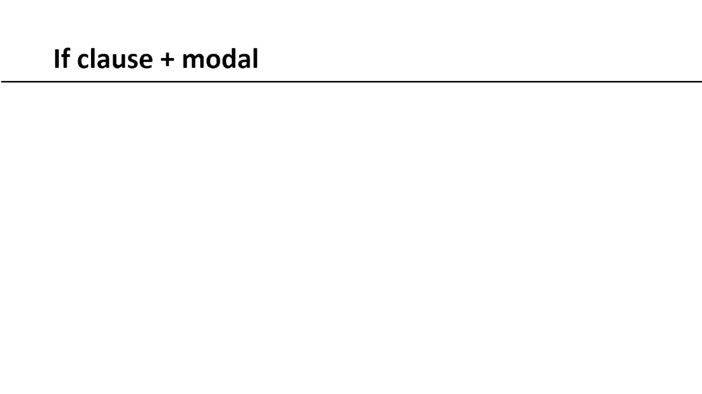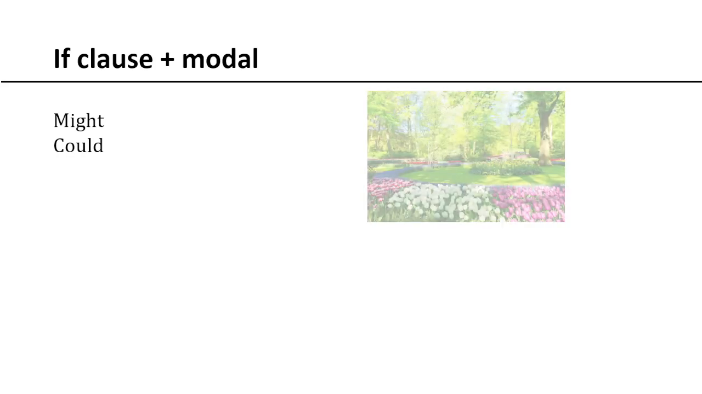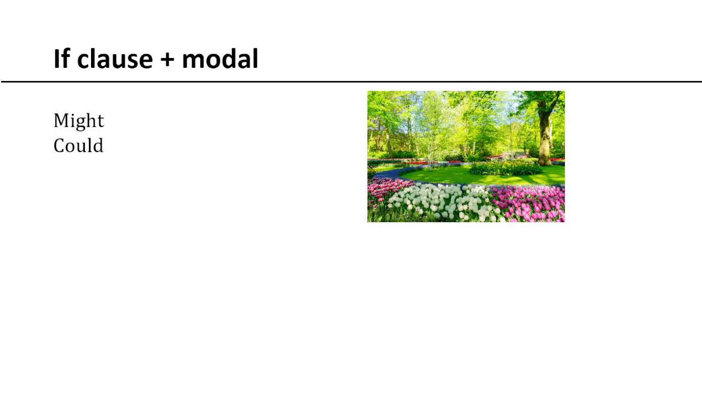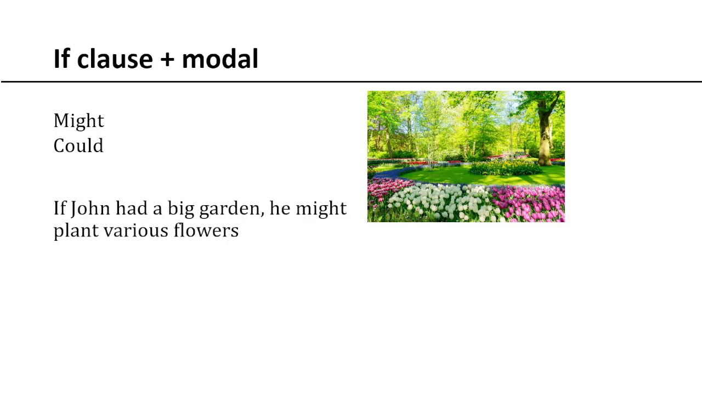Okay, we can also use modals instead of would. In second conditional, we can use might or could. For example, if John had a big garden, he might plant various flowers. John had, the same past. He might plant. So instead of using would, we can use might.